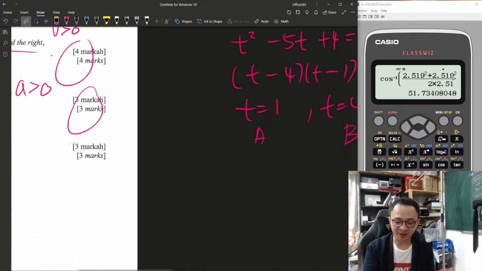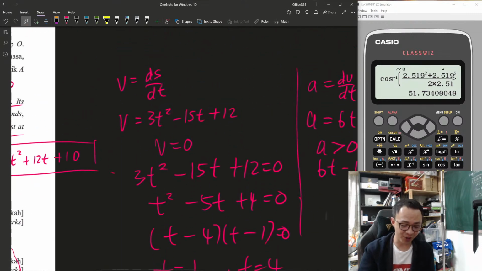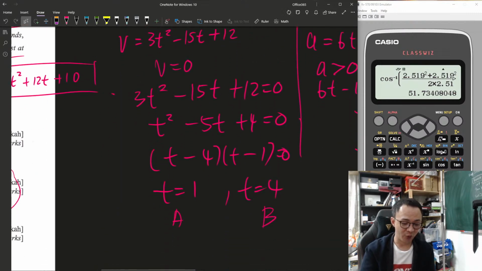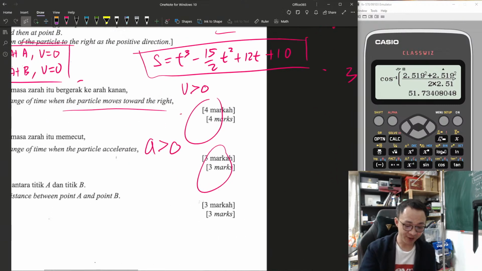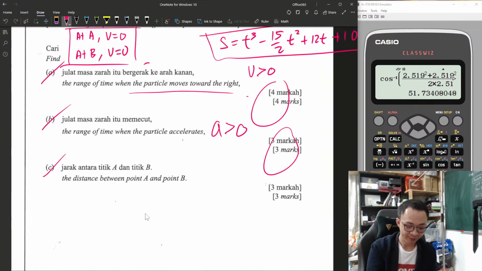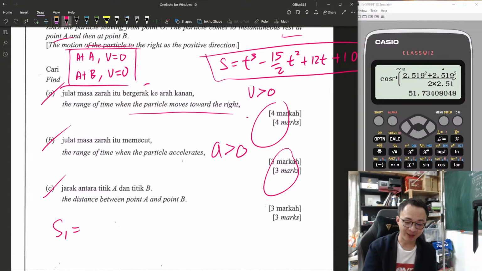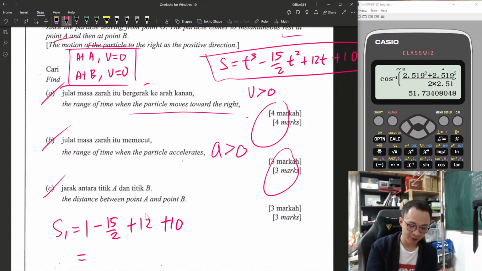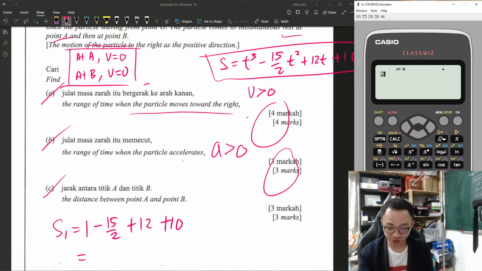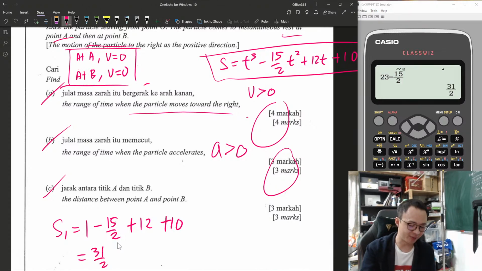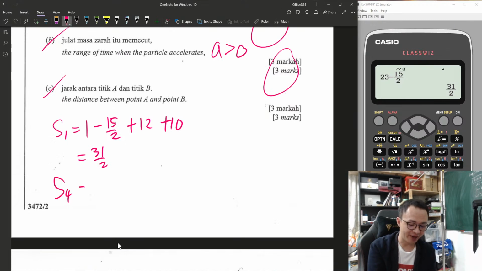So I will substitute the t value back into my s equation. I'm going to do s1, meaning I substitute 1 into my s equation: 1 minus 15 over 2 plus 12 plus 10. So this is 23 minus 15 over 2, so it's 31 over 2. Or you can change it to a decimal if you want. And then I find s4.